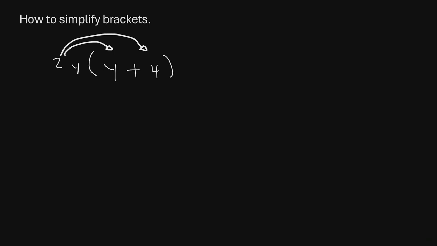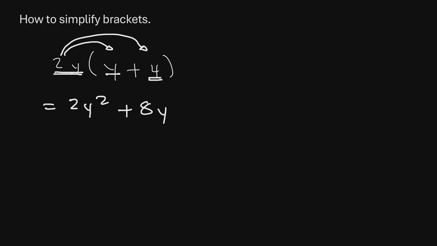So the answer to this problem is 2y multiplied by y, which gives us 2y squared. And then 2y multiplied by 4 gives us 8y. So this is how you simplify a monomial multiplying a binomial.